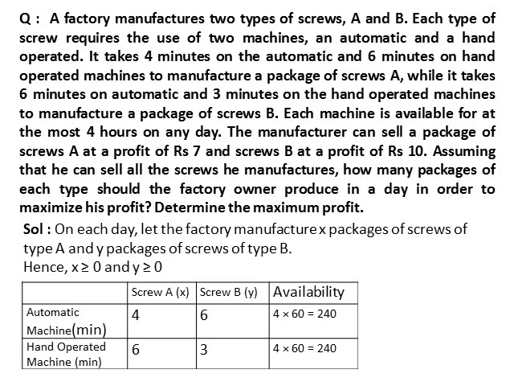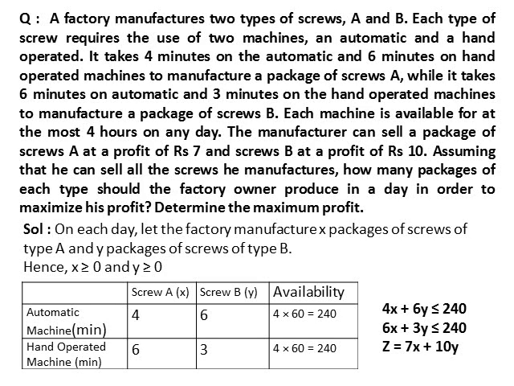Now 1 package of screw A requires 4 minutes of automatic machine. So x packages of screw A require 4x minutes of automatic machine. Similarly, 1 package of screw B requires 6 minutes of automatic machine. So y packages of screw B require 6y minutes of automatic machine. And automatic machine is available for maximum 240 minutes. So mathematically we write it as 4x + 6y ≤ 240.